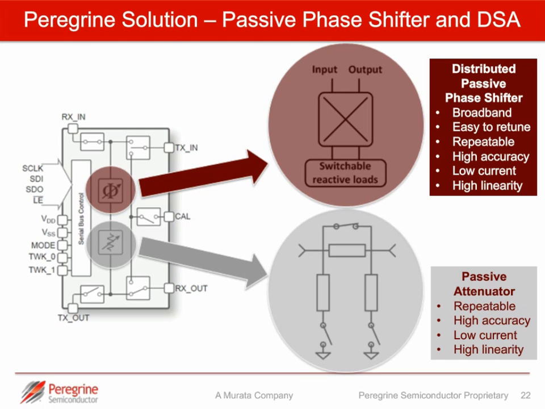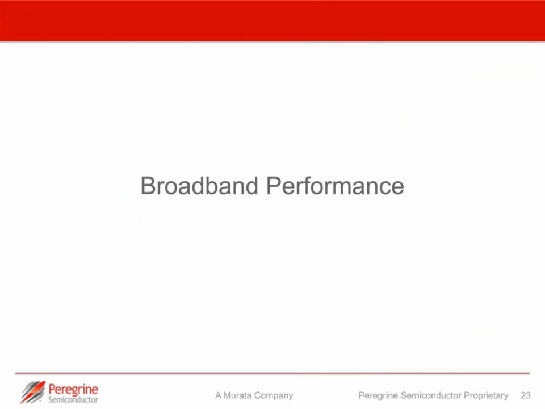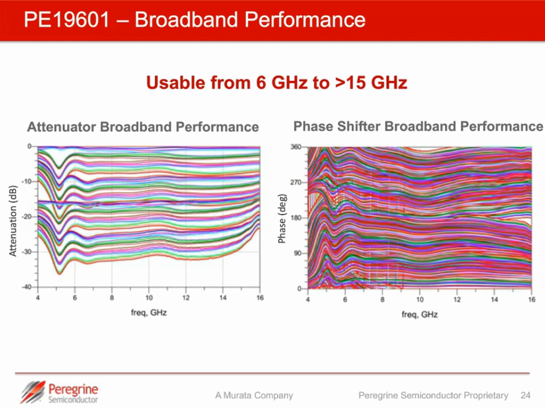So if we move on to how this translates into performance, I'm just going to quickly show a few plots of the achieved results. Again, we're talking about broadband performance. In this case, this is an example showing attenuation on the chart on the left, and the vertical scale shows the attenuation. Along the x-axis, from about 6 gigahertz to about 15 gigahertz, the attenuation responses are generally fairly flat, and they cover a range in excess of 30 dBs of attenuation over that entire range.